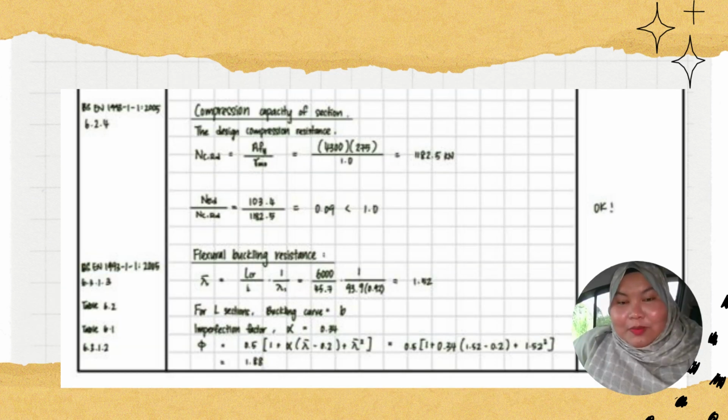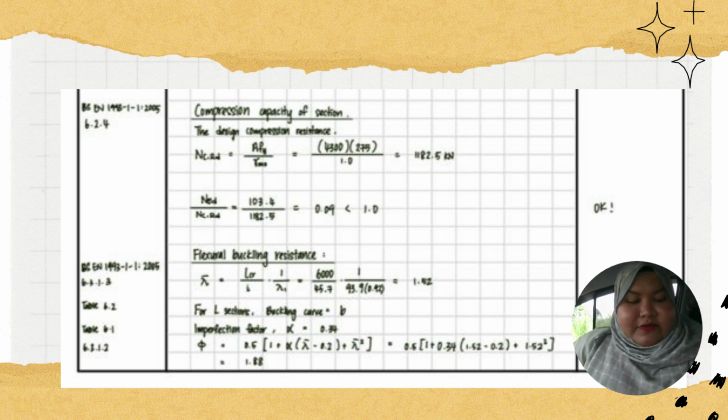Okay, next kita akan present compression capacity of section. Okay, kita akan design pressure resistant NCRD. Okay, so kita akan dapat 1182.5 kN. So kita akan cari untuk nilai NED per dengan NCRD dapat 0.09 kurang daripada 1.0. So nilai kita akan jadi okay.